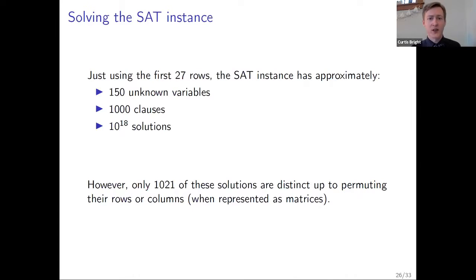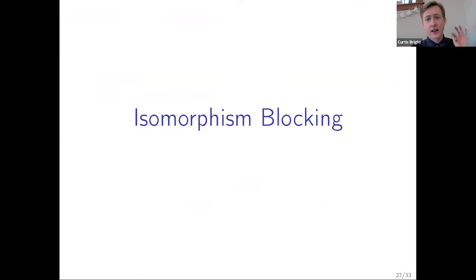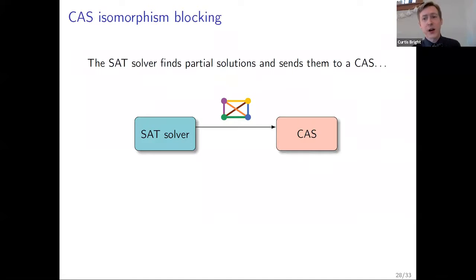So what you really have is about 1,021 different distinct equivalence classes there. So we definitely want to only limit the search to those 1,000 equivalence classes, but the question is, how do we do this? How do we come up with this isomorphism blocking, as we call it? So the idea at a high level is the SAT solver is going to be executing the search. It's going to be finding partial solutions, right? Partial projective planes. So here's an example, a 4.6-line partial projective plane.